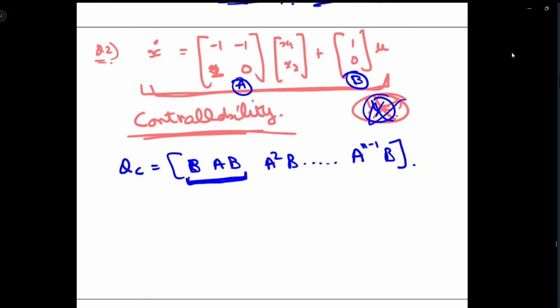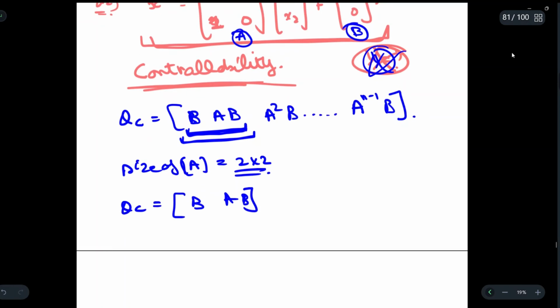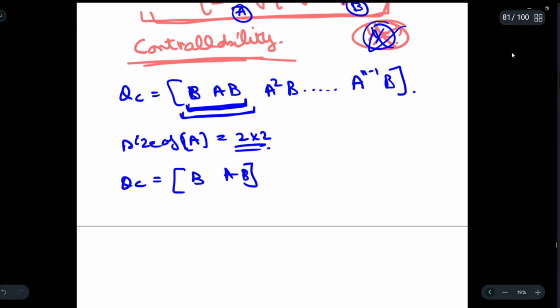So over here also the size of the A matrix is a 2 cross 2 matrix. So what we will do is we will only take the first two terms of the QC matrix. That is, we will again rewrite QC, which will be B, AB. And now we will simply put the value of B over here and AB over here. So first of all, let us write the value of B, which is given in the question, which is [1, 0].